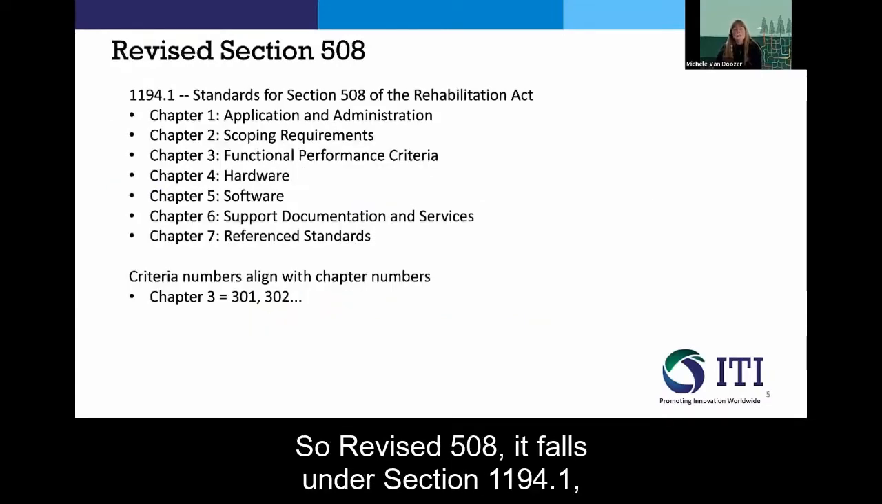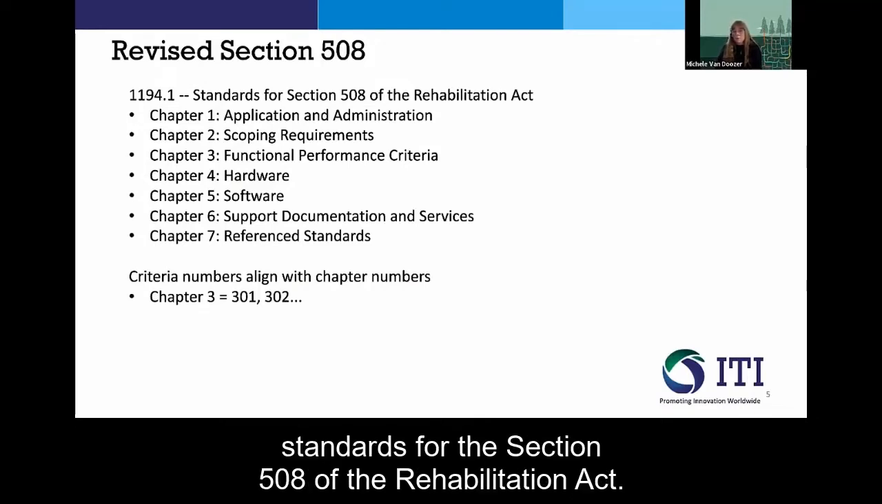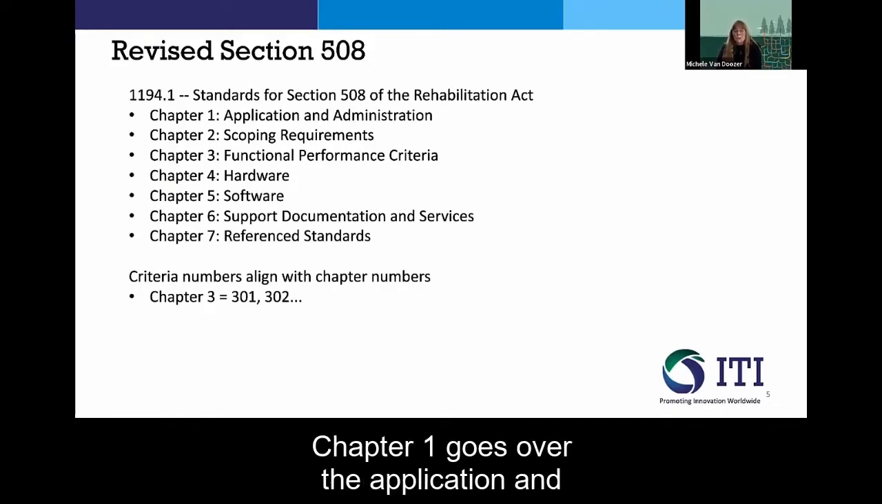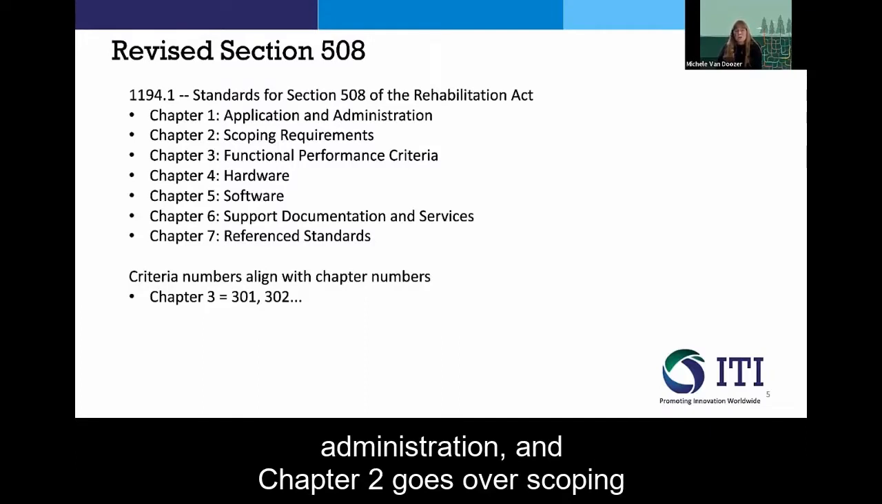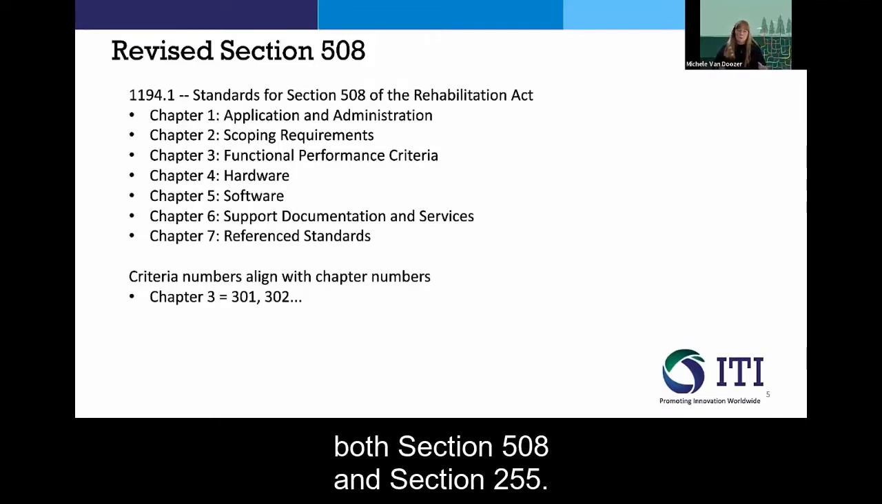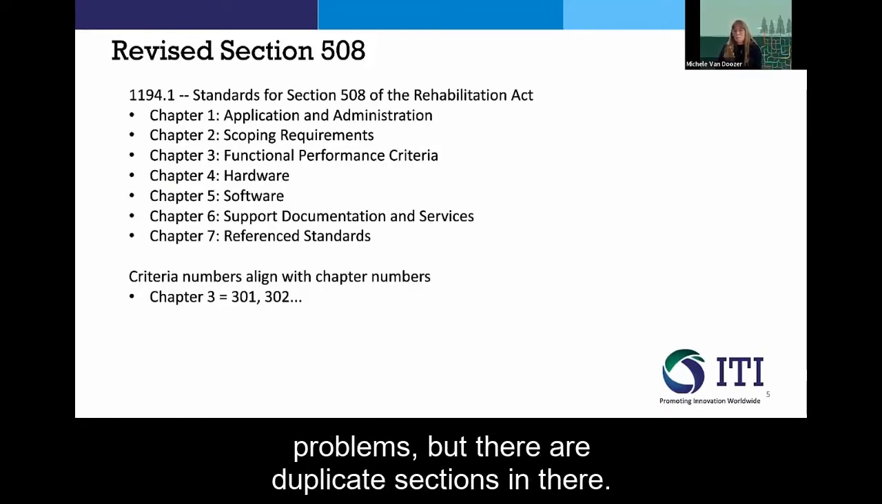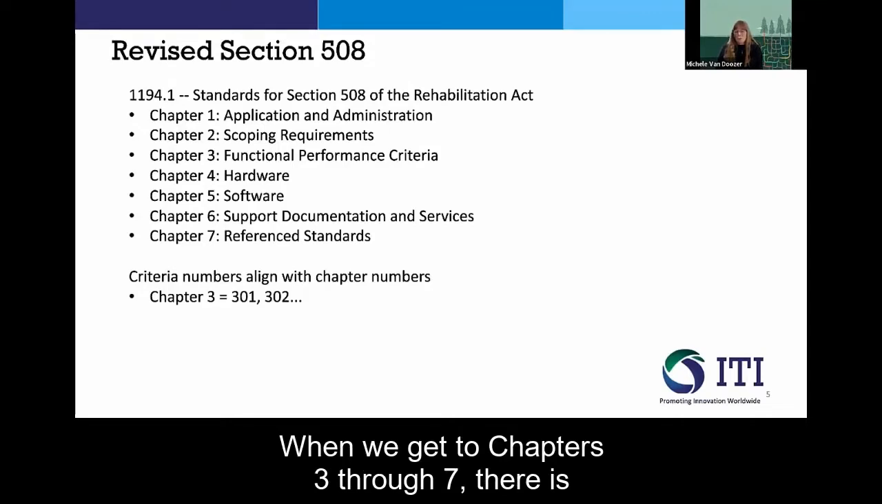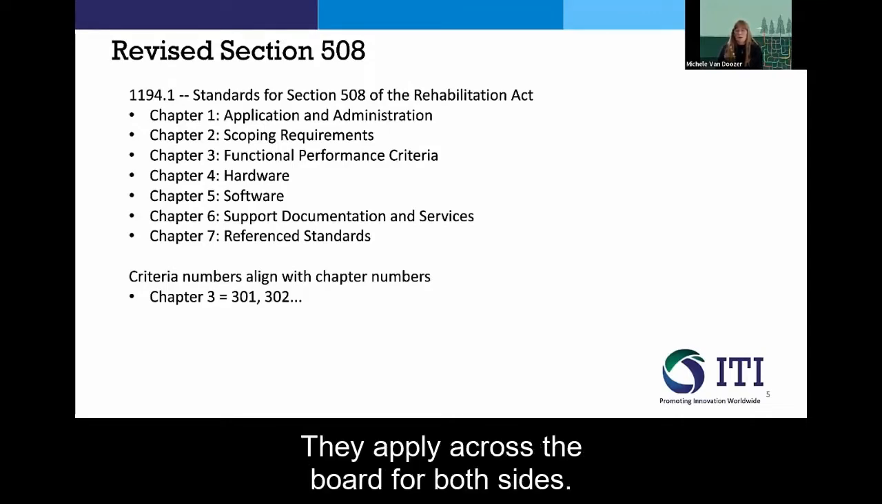Revised 508 falls under Section 1194.1, standards for the Section 508 of the Rehabilitation Act. And there are actually 7 chapters to this document. Chapter 1 goes over the application and administration, and Chapter 2 goes over scoping requirements. Those Chapters 1 and 2 have explicit information for both Section 508 and Section 255. They differ just a little bit, enough to cause problems, but there are duplicate sections in there. Read closely to figure out which ones apply. When we get to chapters 3 through 7, there is just one set. They apply across the board to both sides.